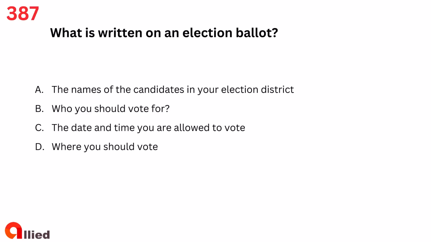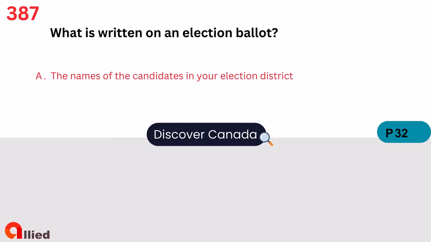Question 387. What is written on an election ballot? A. The names of the candidates in your election district. B. Who you should vote for. C. The date and time you are allowed to vote. D. Where you should vote. The answer is A. The names of the candidates in your election district.